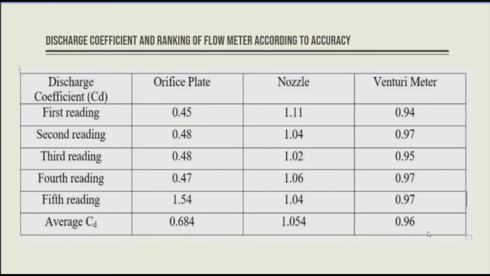Since we have calculated the discharge coefficient from the five data collected, we calculate an average discharge coefficient, which is 0.684 for the orifice plate, 1.054 for the nozzle and 0.96 for the venturimeter. Next.